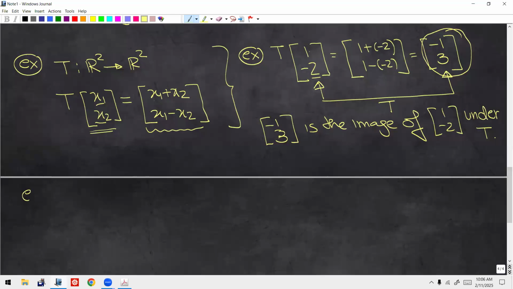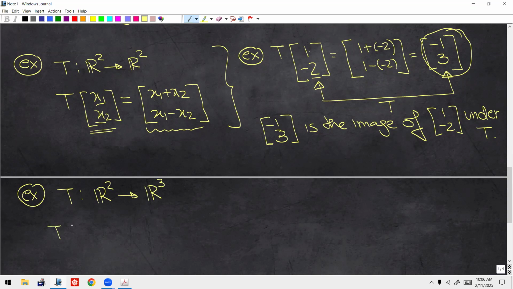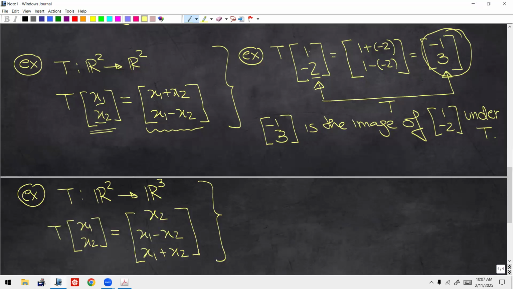Here's one more. So let's say this time I'm going from R^2, we're taking vectors in R^2 as input, and we're going to get a vector in R^3. And it's defined as follows. So we have x1, x2, and we're going to end up with x2. We're going to end up with x1 minus x2 and x1 plus x2. So this is the definition of the transform. So let's take a look at an example and see what happens to a vector in R^2. So let's pick a vector in R^2. So let's say I pick (-1, 1).